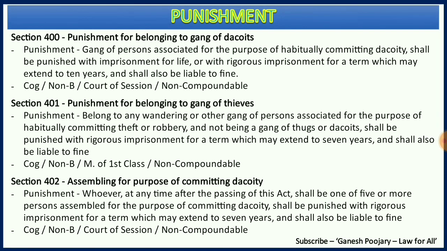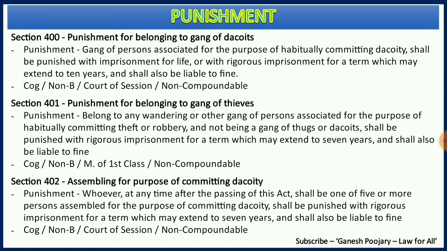Section 400 discusses punishment for belonging to a gang of dacoits. Now, if there is a gang which is habitually committing dacoity, and if someone is a member of that particular dacoity team, and if they get caught, then the punishment can be imprisonment for life or rigorous imprisonment up to 10 years along with fine. Now these are cognizable offences, non-bailable offences. Court of session will conduct the trial and they are non-compoundable offences.